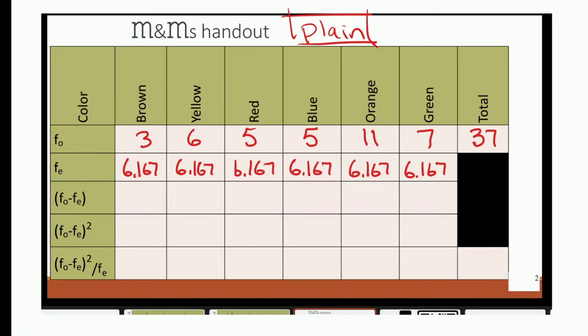The next thing I'm going to do is subtract the observed from the expected, or vice versa. It doesn't really matter, but I'm going to do 3 minus 6.167, and then I'll shut up and do the rest of them. So this is negative 3.167.